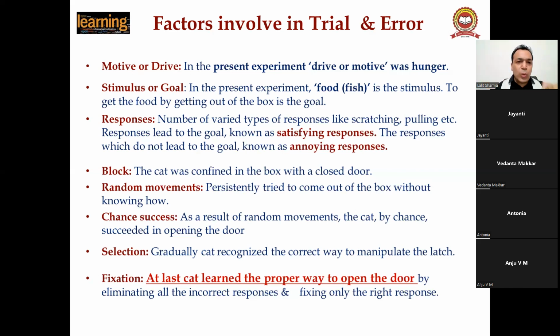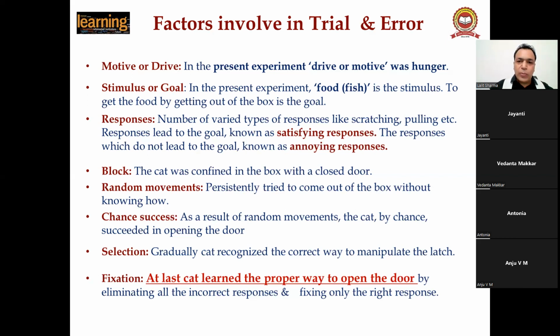The responses which do not lead to the goal are known as annoying responses. Block: the cat was confined in the box with a closed door. Random movements: it persistently tried to come out of the box without knowing how. Right? All these things, guys, you should use in your teaching.